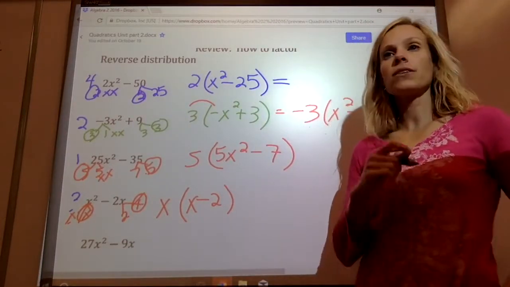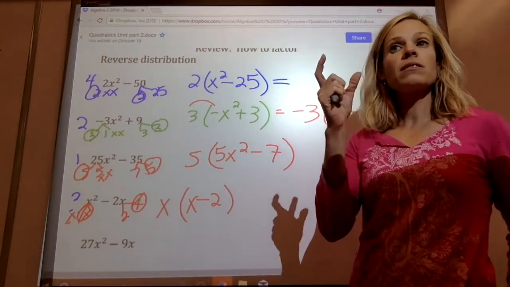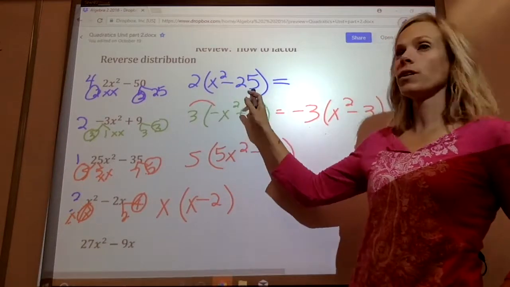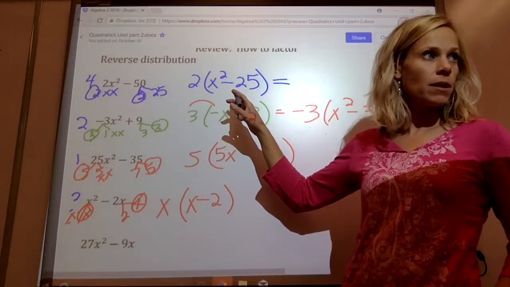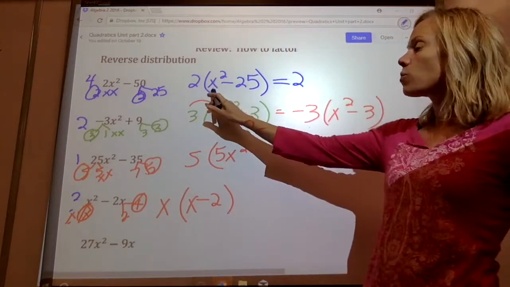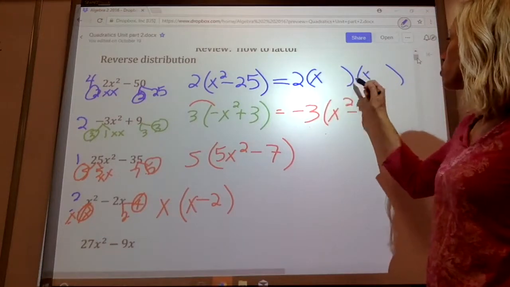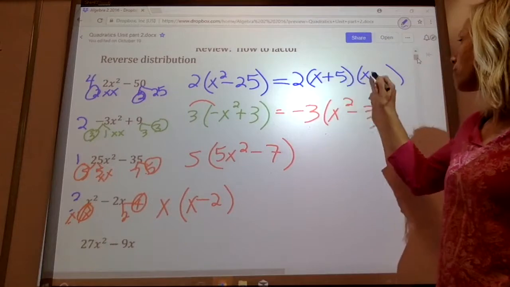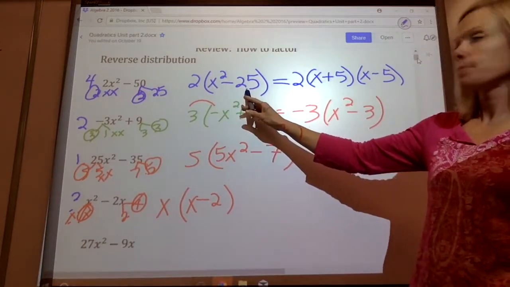The next type of factoring that we're going to look at is called difference of squares. Difference means subtract. Whenever you're subtracting 2 perfect squares, you can factor that one more time. Okay? So what squared is x squared? X. What squared is 25? 5. So it'd be plus 5 minus 5. That's called difference of squares. Do we need to write that out too?